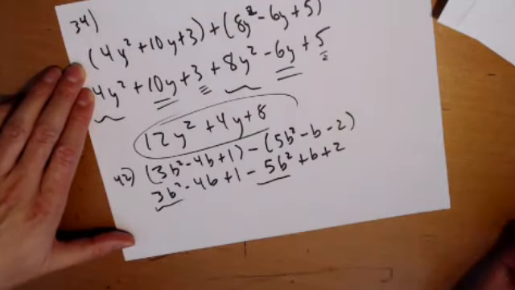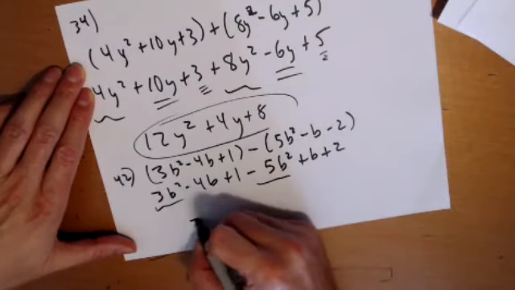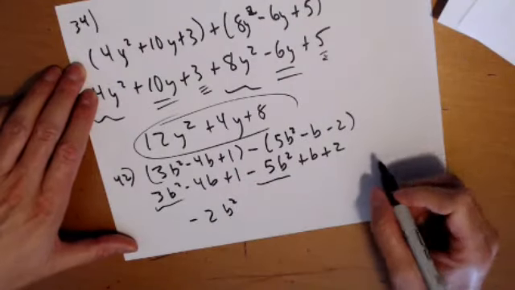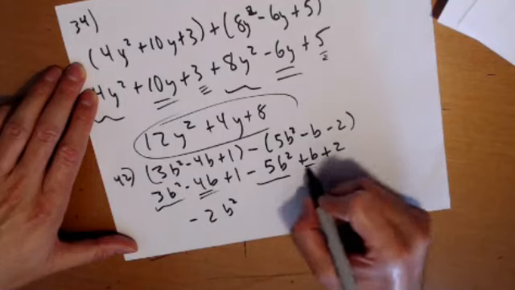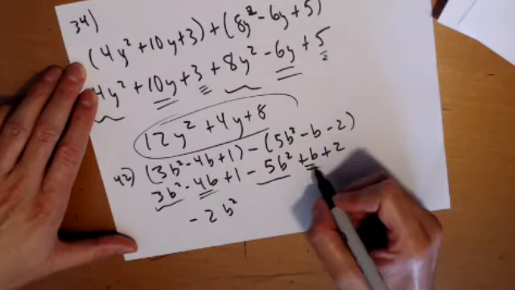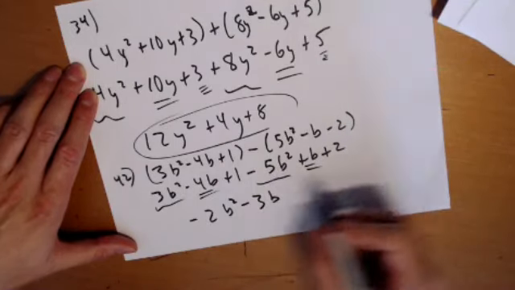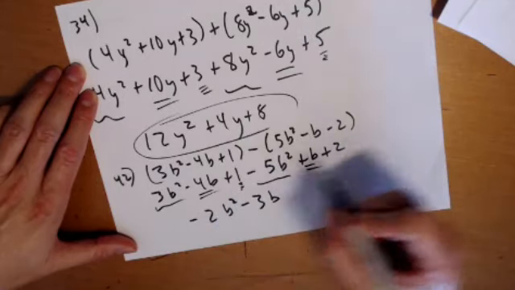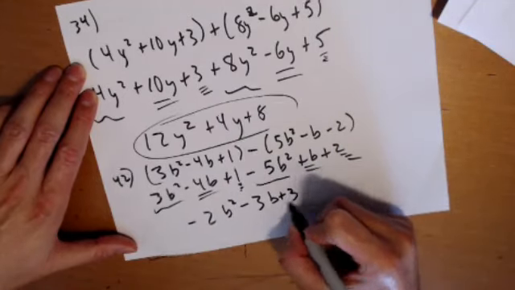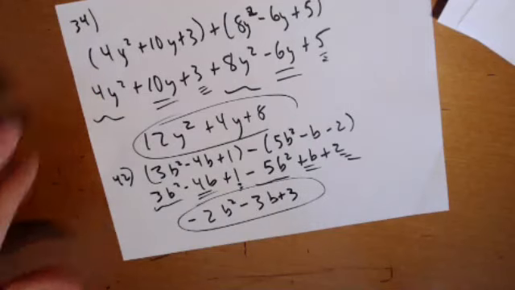3b squared minus 5b squared. 3 of them minus 5 of them. That's minus 2 of them. Okay. Minus 4b plus 1b. Minus 4 of them. 1 of them. That's minus 3 of them. And number stuff. Constants. I see a 1. I see a 2. That's a 3. Done.